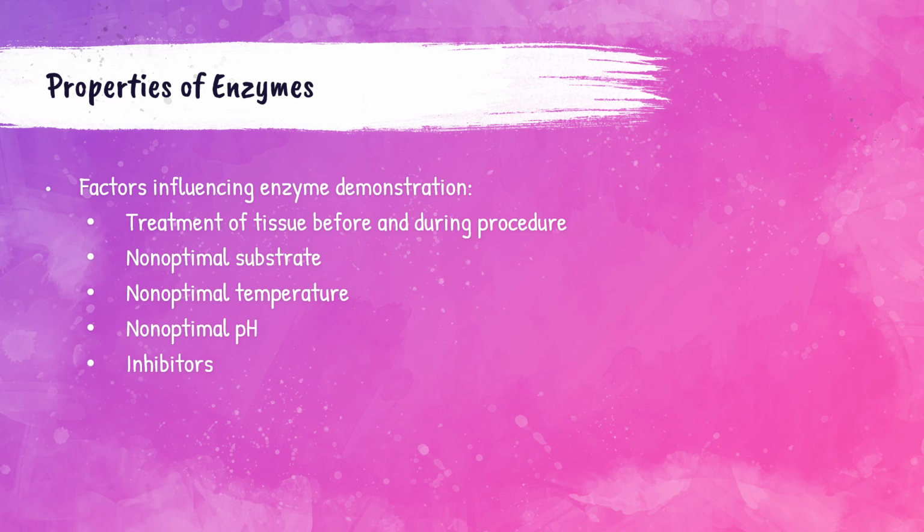Also, there can be inhibitors, so enzyme inhibitors. Inhibitors are molecules that bind to enzymes and reduce or prevent the activity of that enzyme. Examples of these are an excess of diazonium salts in the substrate, fixatives, heat, and some metallic ions. These can decrease or completely prevent the activity of the enzyme.